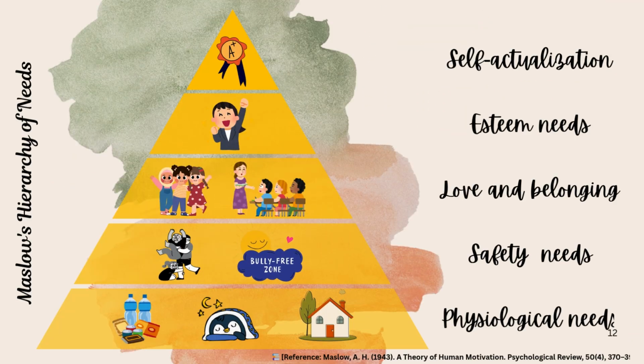Here we see Maslow's pyramid, which represents the 5 levels of human needs: physiological needs, safety needs, love and belonging, esteem needs, self-actualization. The lower the need, the more foundational it is. Without satisfying the bottom levels, it is difficult for students to reach their full learning potential at the top of the hierarchy.